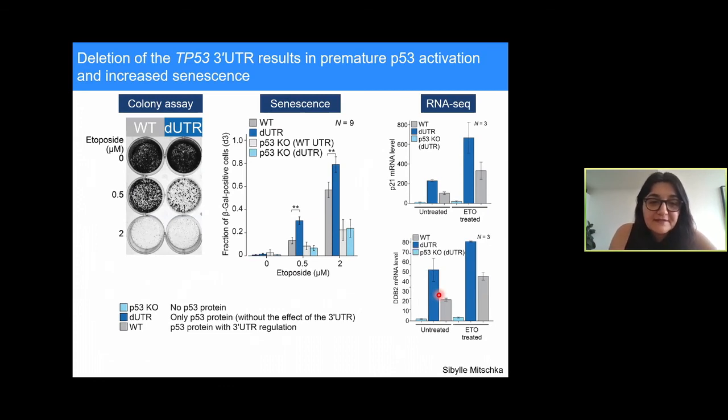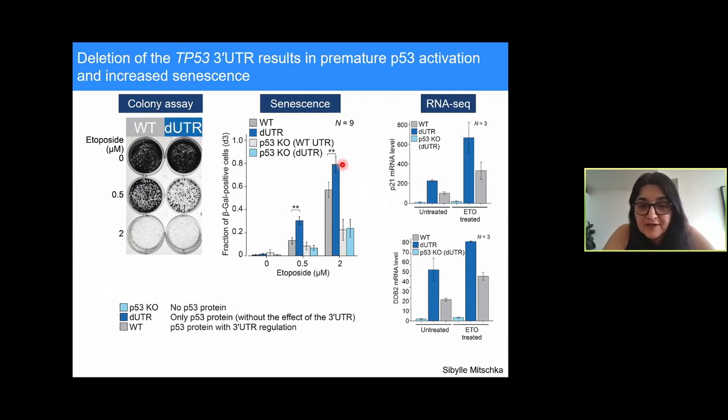These cells with a homozygous deletion of the 3' UTR have a little bit of a growth defect, which we can see here in this colony formation assay. They also have a higher fraction of cells that goes into senescence. We also have protein knockout cell lines, and you can see that this difference requires the presence of the protein. So it's P53 dependent. All right, but what does this all mean?